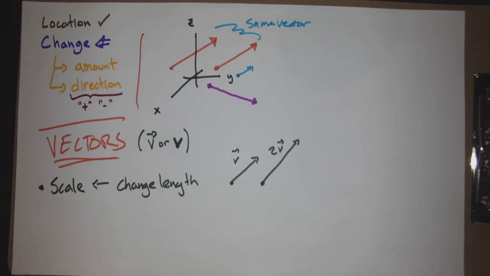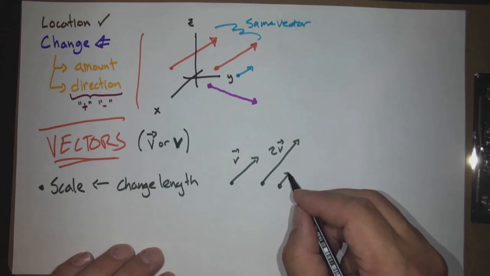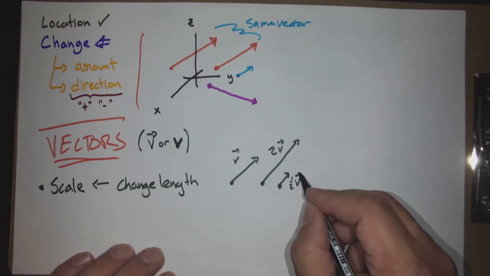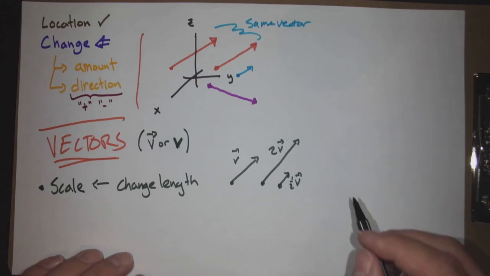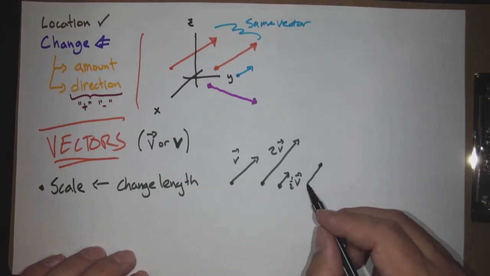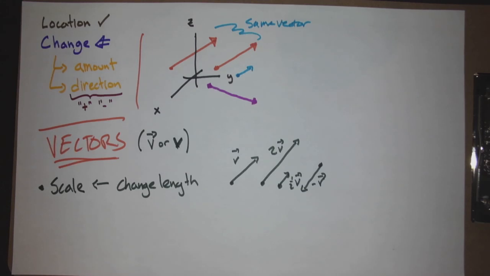What would half times v look like? Yeah, it's like half as long. What about negative v? What would that do? Yeah, it flips the direction. Same length, but in the opposite direction. Okay, so that's scaling. All right, so scaling makes sense. Stretch it, squish it, flip it around. If there's a minus, life is good.